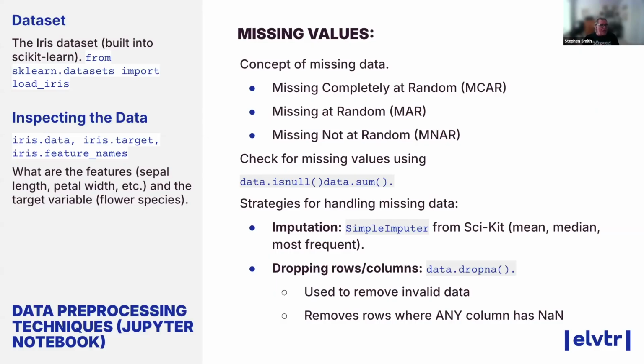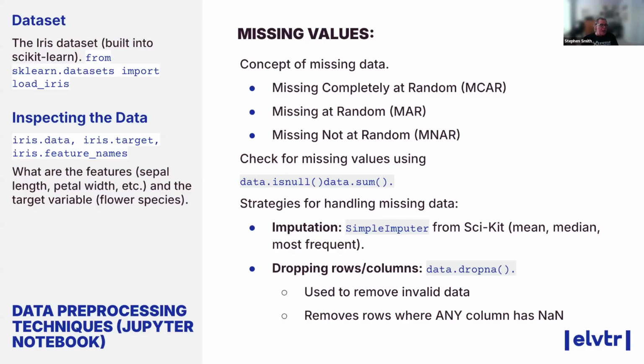And then you have missing not at random, where it's missing due to the value itself or unobserved factors, right? If we're talking about salary, people that make a lot of money don't want to disclose their salary. This is the most problematic type of missingness as it's related to the missing value itself, right? I just don't want to report that data.